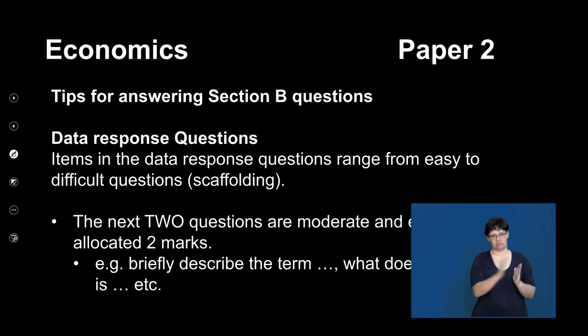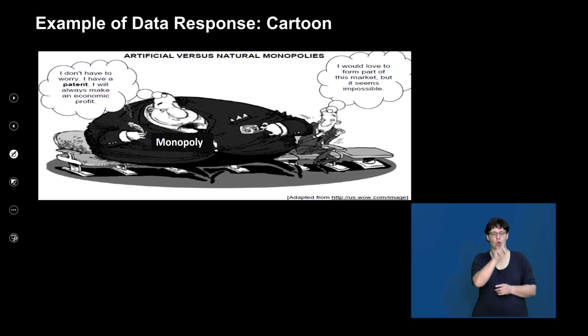They range from easy to difficult. Again, there is scaffolding there. The next two questions are moderate and each is allocated 2 marks. For example, you have to look at questions that ask you to briefly describe the term, what does this mean, what is, etc. Let's look at the cartoon again.